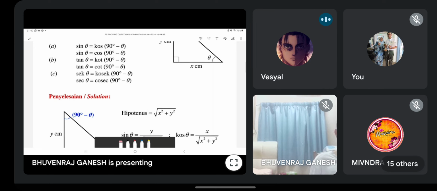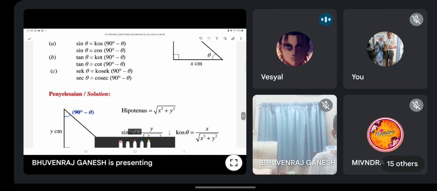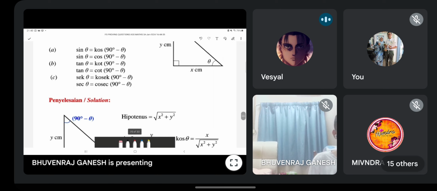So I think you should know these formulas, how to derive them, in case you forget how to get what the formula is. So the first one we'll be going through is sine theta equals cosine 90 minus theta. So if you see the triangle, scroll down please, Boon.